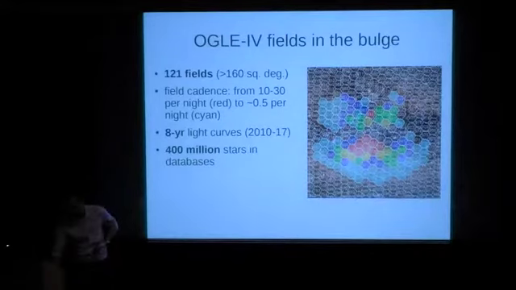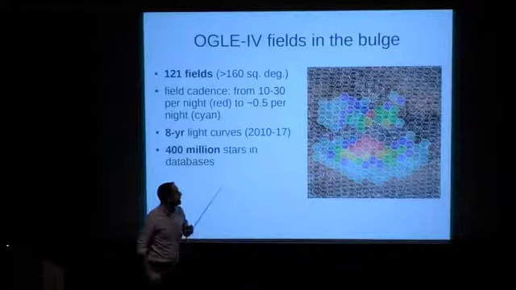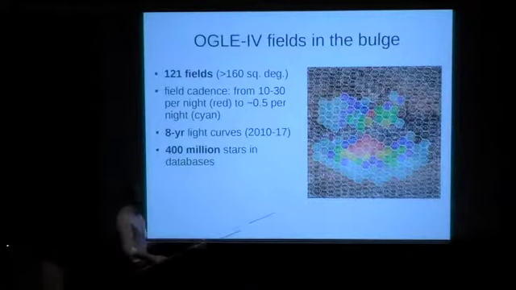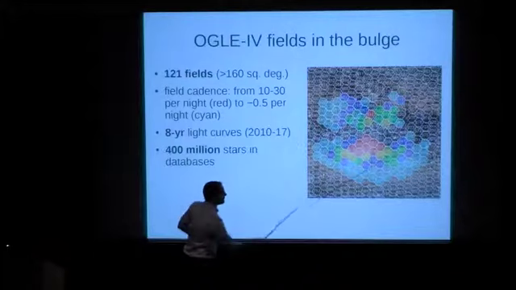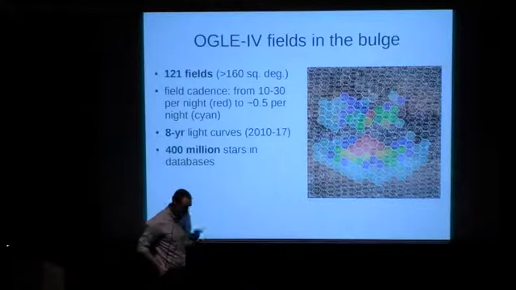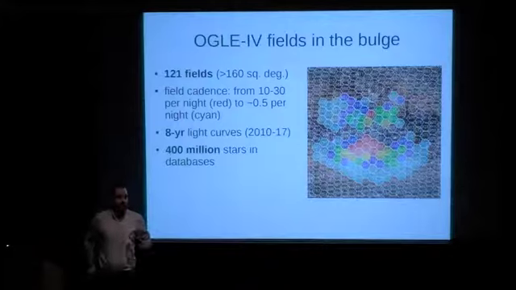So I analyzed new observations from OGLE-IV. As Janek mentioned, we are looking for microlensing events in over 120 fields toward the galactic center. This is an area of about 160 square degrees, an order of magnitude, like 4 times larger than in the previous analysis.